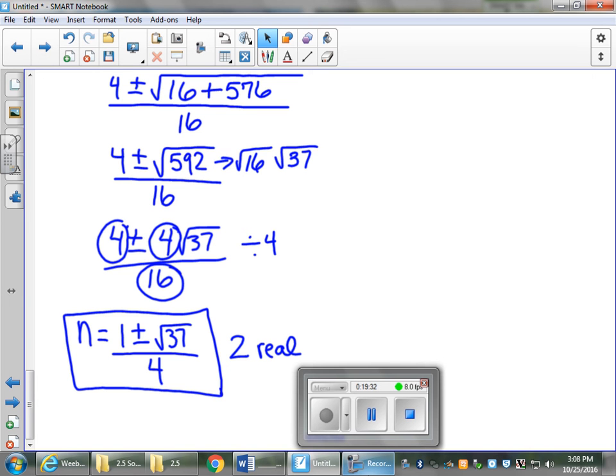So the quiz will count double for this section because there's a lot of information about solving. We've spent a lot of time on it. So this quiz will be a little longer and will count double.